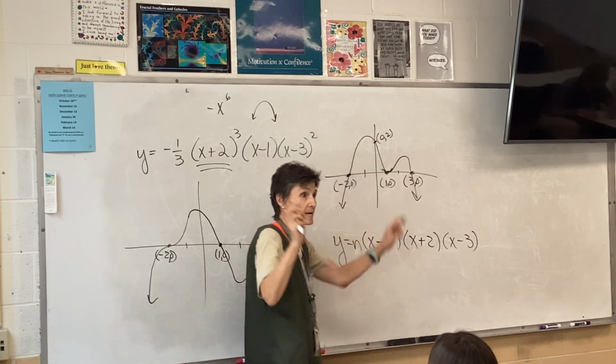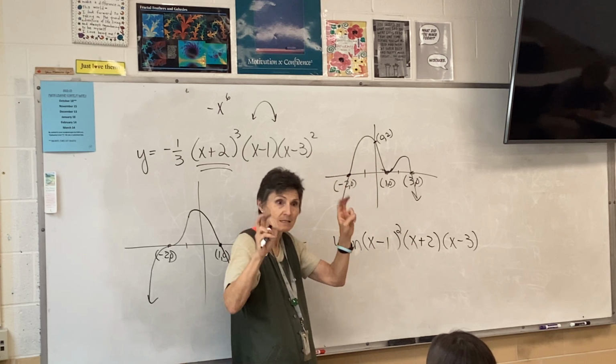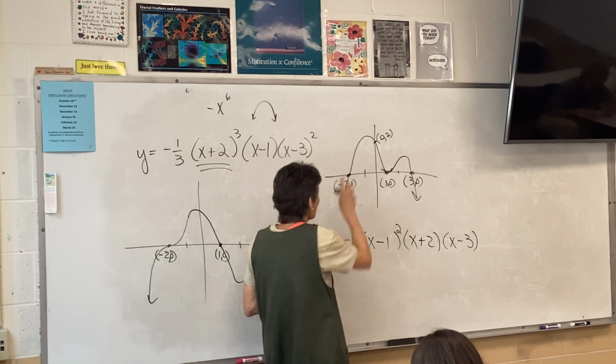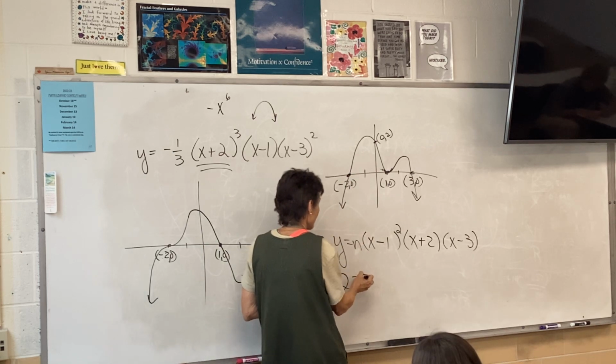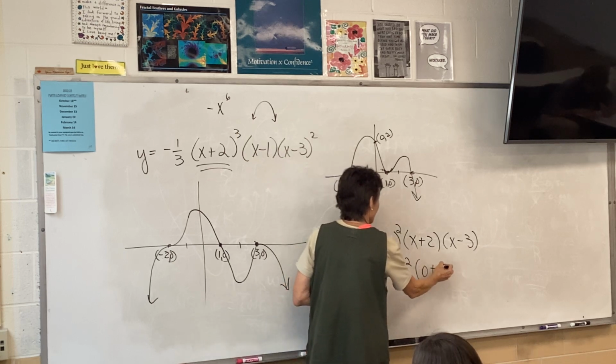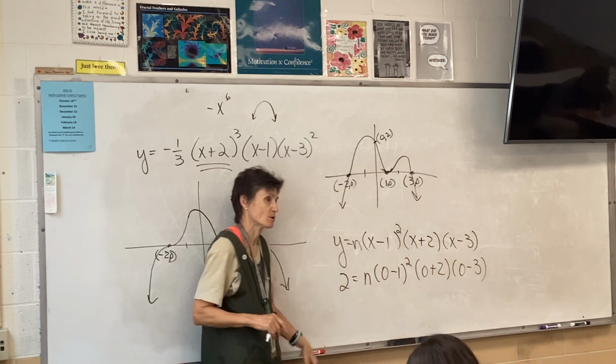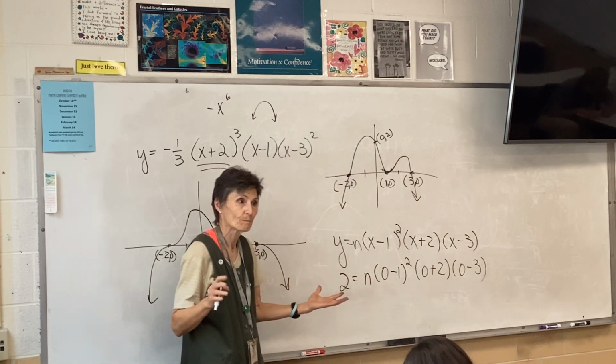That guy is a contains point. My curve contains that point. So I'm gonna put 2 in for y and 0 in for all of the x's. Just like I do with my parabolas, only it's bigger now.